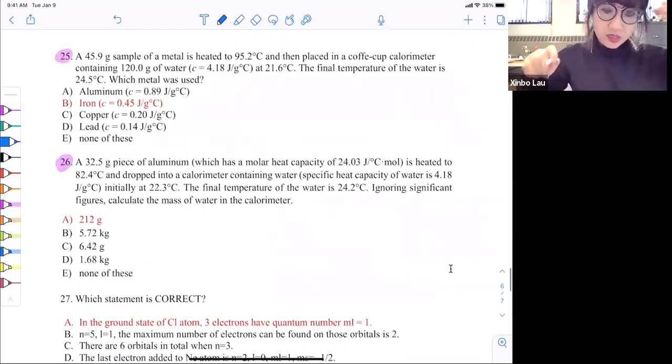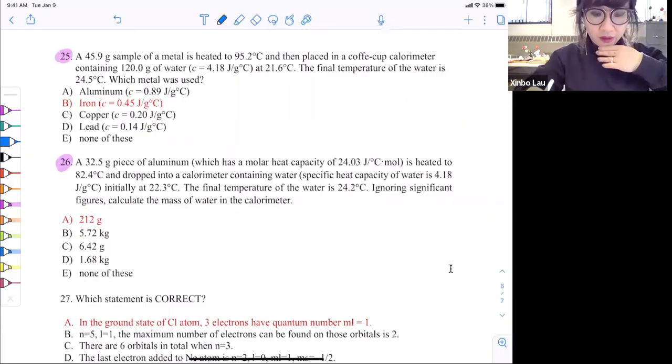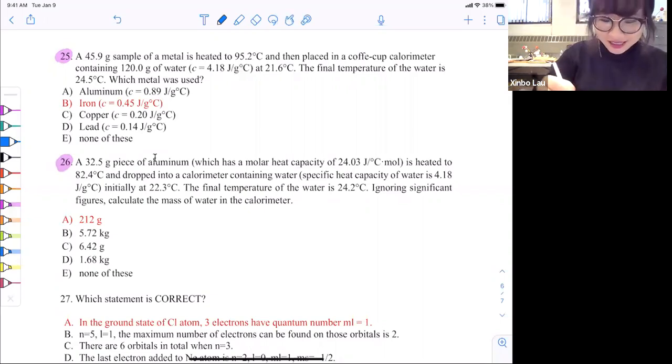The next question is about more calculation with the coffee cup calorimeter. If you look at this question, this is a type of question we actually did multiple times. But again, I just want to remind you, we actually did this type of calculation in the lab. We define the specific heat capacity first. It's pretty much the same situation. Let's look at how we're going to solve it.